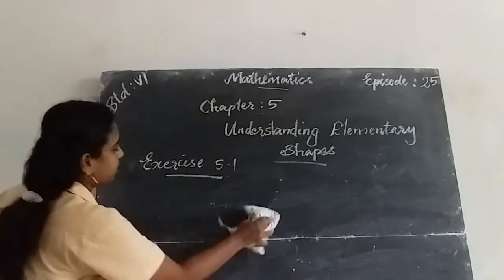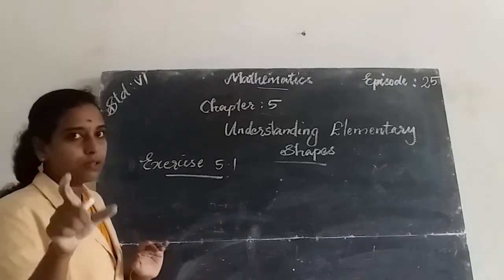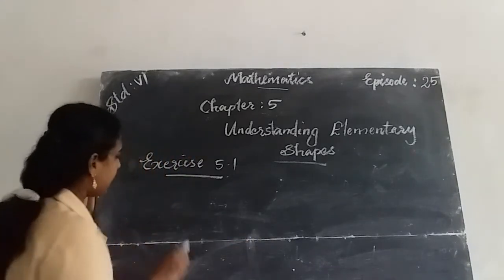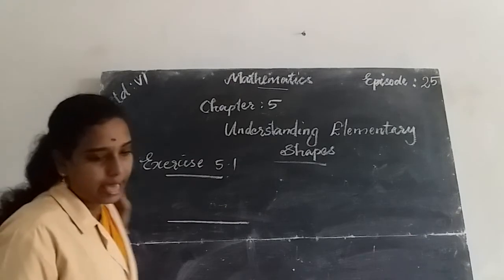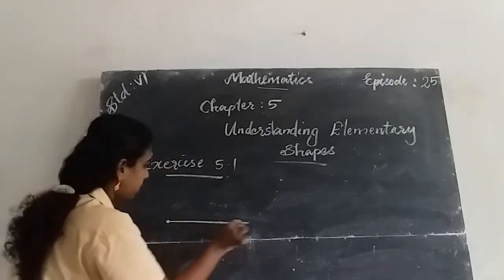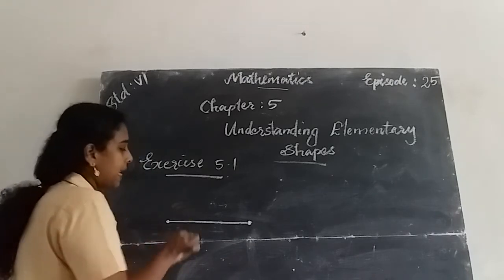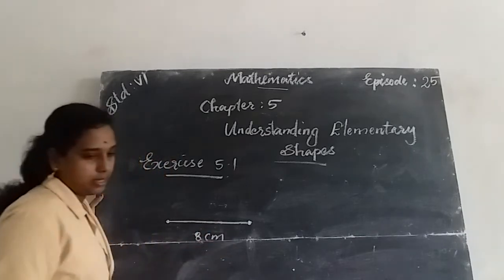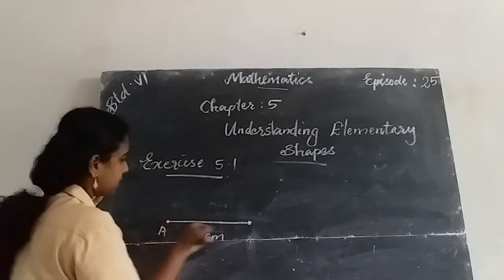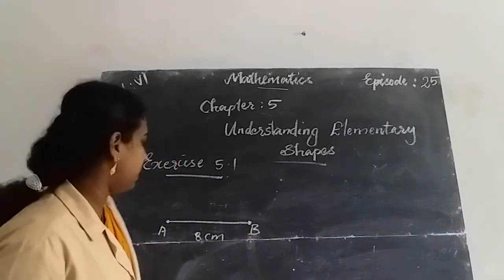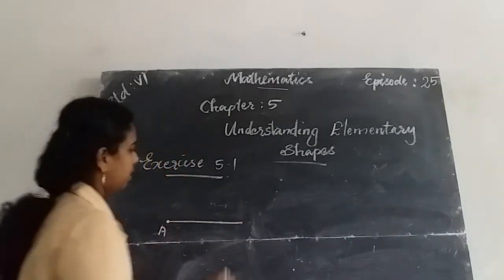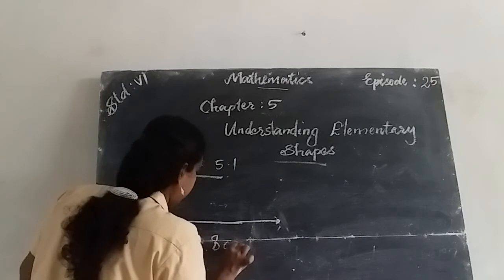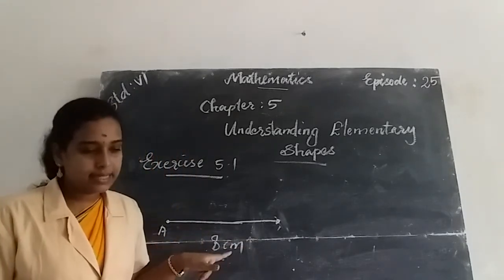For example, I am drawing. You also use your ruler like this, then draw a line segment AB. Here, if we draw a line segment of length 8 centimeters, we name it AB. First we draw the line segment AB with length 8 centimeters.